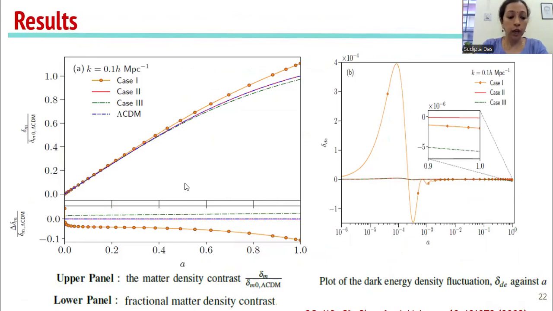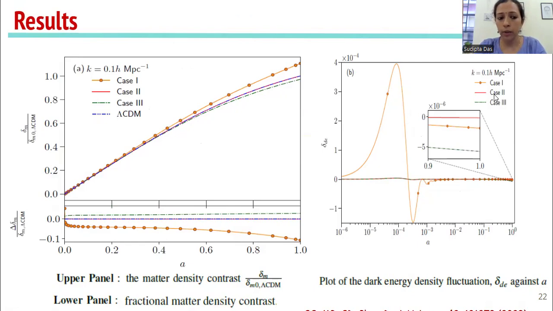But if we look at the matter density contrast and the dark energy density contrast, we find that for case 1, where the strength of interaction is quite high, the density contrast is higher, whereas for the other two cases, one cannot find much difference from lambda CDM. Similarly, for the dark energy density contrast, case 1 shows a large fluctuation as compared to the smaller values of interaction.